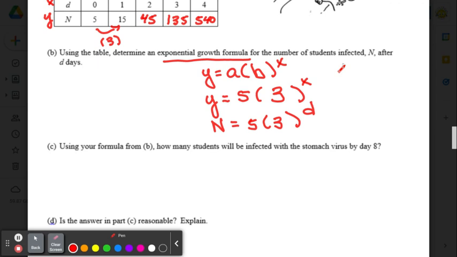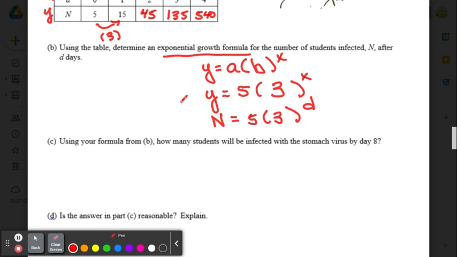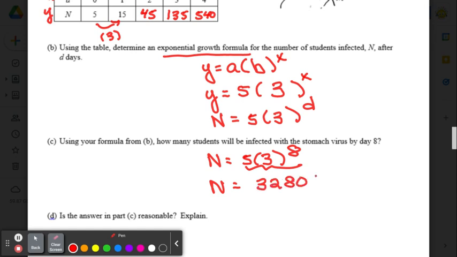Last section on this page. Or no, we got one more. Using your formula, how many students will be infected with the stomach virus by day 8? So figure out that number and write it in your Edpuzzle. So I plug an 8 in for D, and then I type this into my calculator, and I get 32,805. 32,805 people in our school would be infected with the stomach bug.